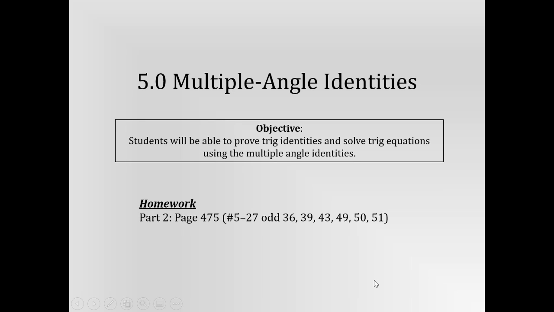Hey pre-cal, welcome back. So we are going to be continuing to add to your trig identities that you have done. So hopefully you have that paper out or your notes out and you can add this as well. We're going to be talking about some multiple angle identities.